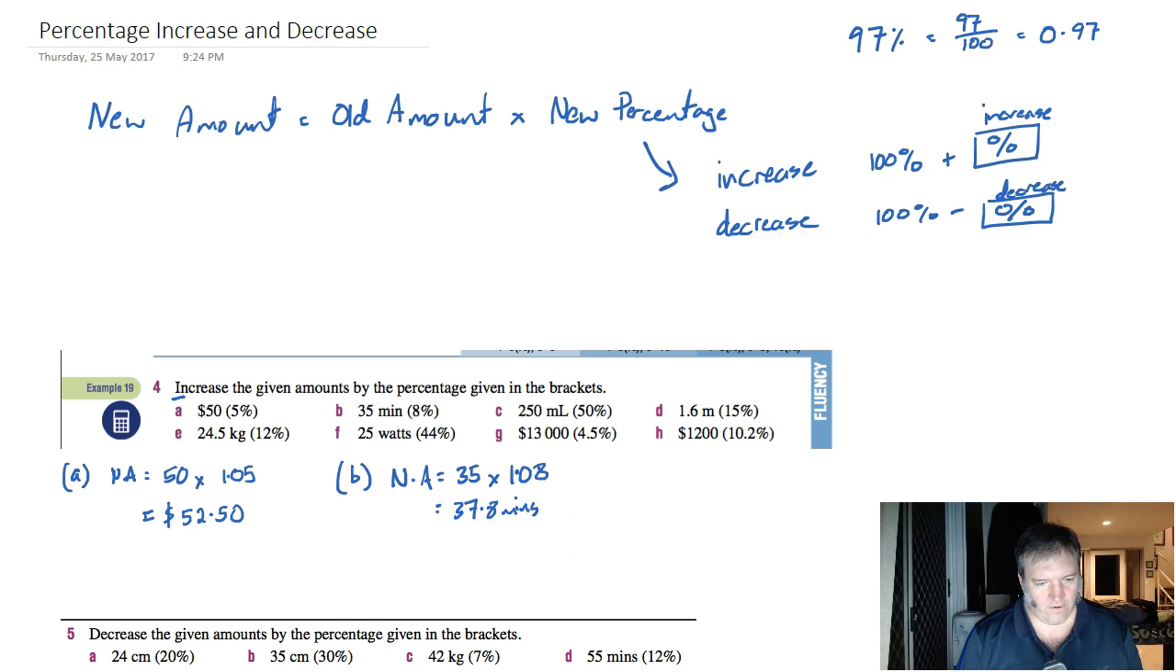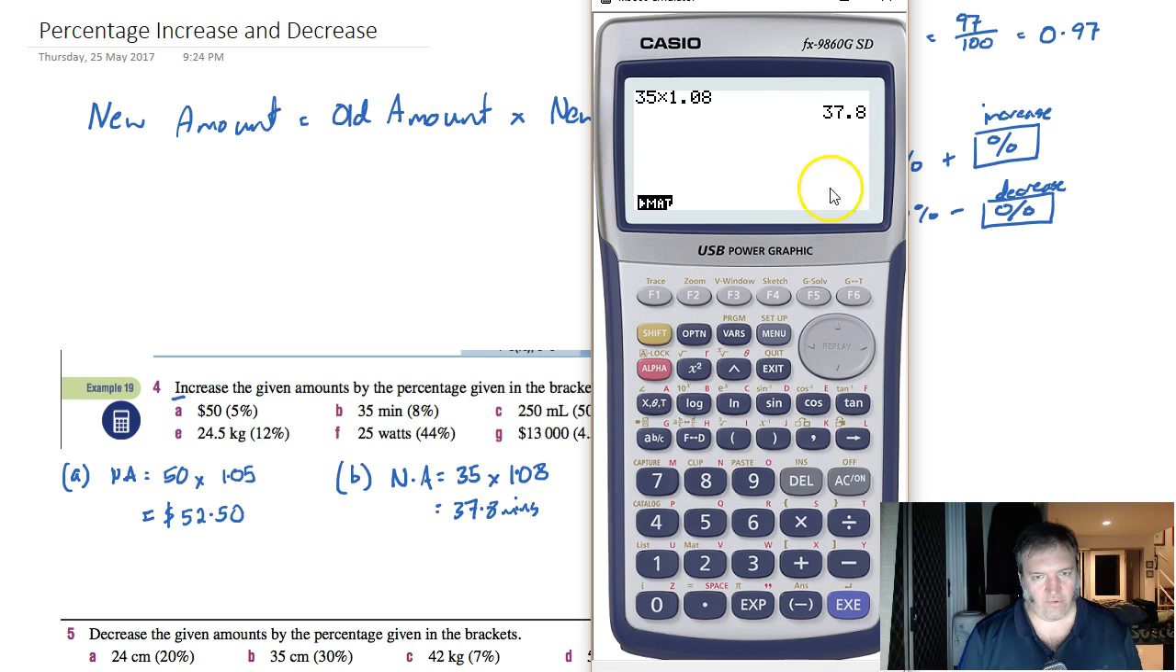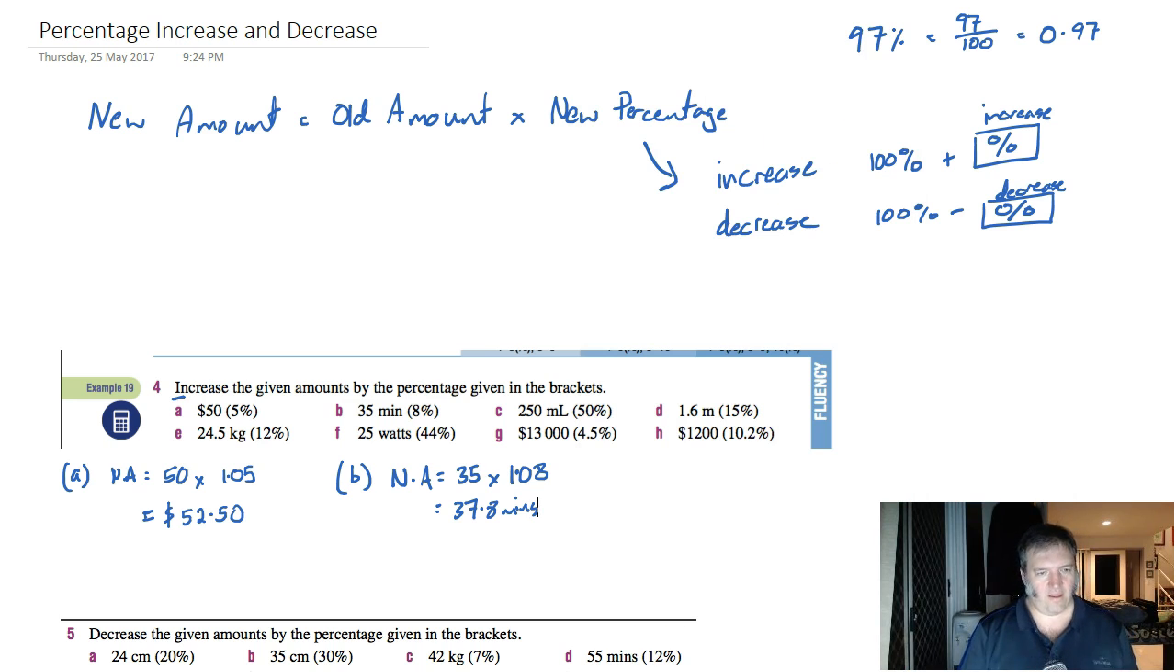Let's check I got that right. Got a bit carried away there. 37.8. Yep, so 37.8 minutes is the answer. Let's try a slightly trickier one. The next few are all going to work the same. I think this one here, 4.5%. Let's have a go at G.